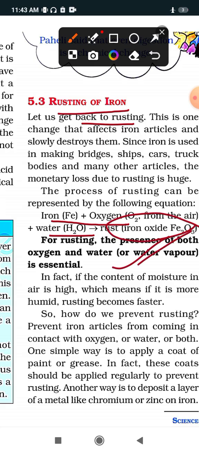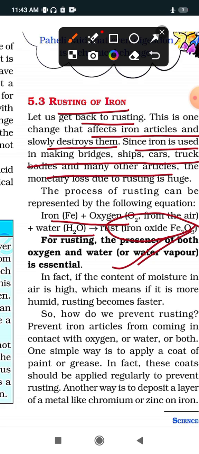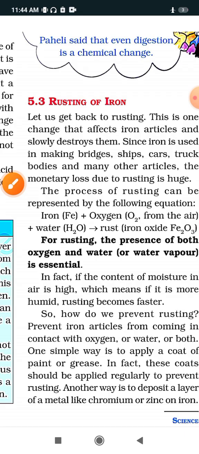This is the change that affects the iron articles and destroys them. So iron is used in bridges, ships, trucks and many articles. So the monetary loss due to rusting is huge. The process of rusting can be represented when iron is exposed to air and water. It forms a new substance known as iron oxide. Clear? So this is the process of rusting.